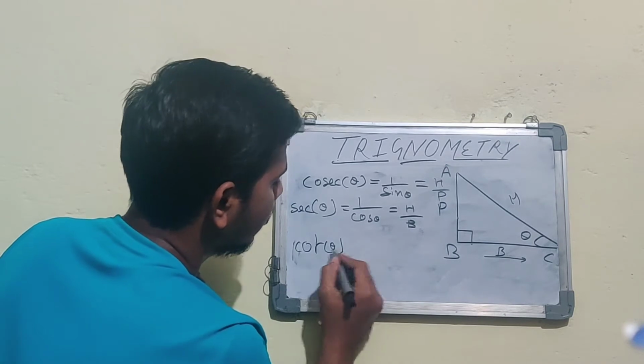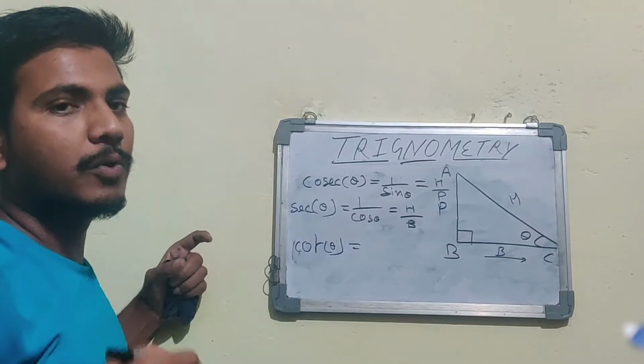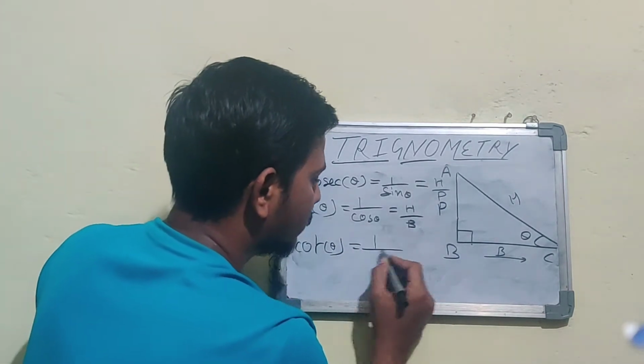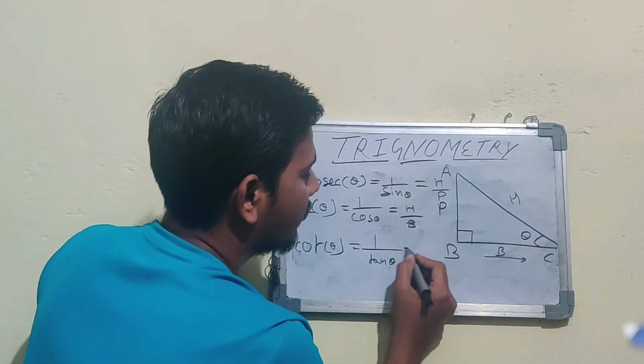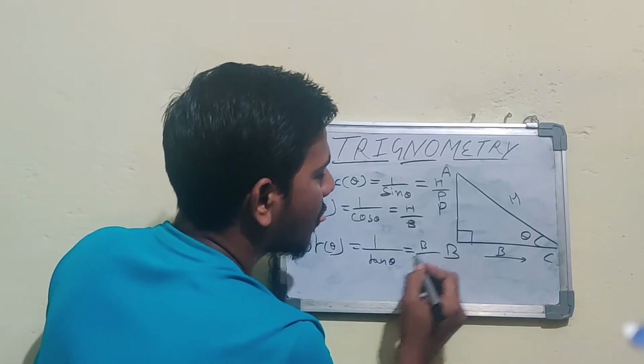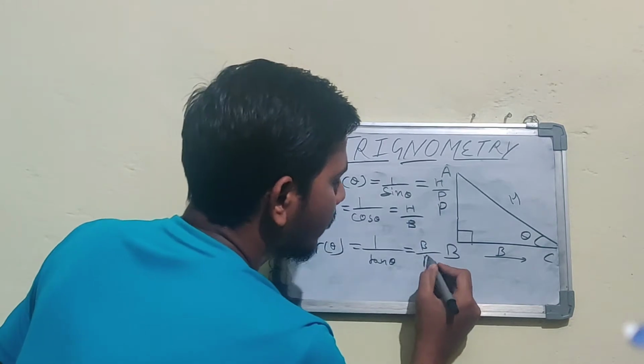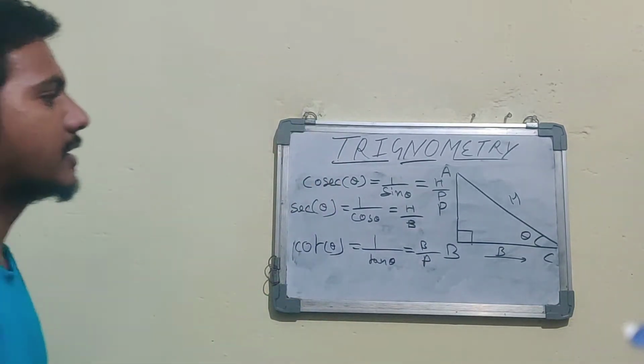Now there is one more trigonometric ratio, which is cot theta. Cot theta is the reciprocal of tan theta, which is equal to base upon perpendicular. I hope guys you understand this.